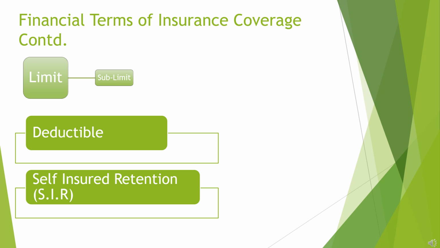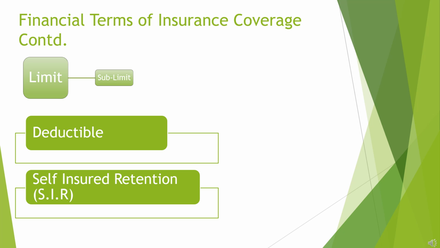Moving ahead with other financial terms. First is limit. It is the maximum amount payable for each event by the insurer under the policy. Example for earthquake insurance with a total sum insured of $50 million. Then we have a subpart of limit which is known as sublimit. It is the maximum amount of loss that will be borne by the insurer for a specific region or peril. Sublimit is like a cap, depending on location, peril, and events in a given policy period.